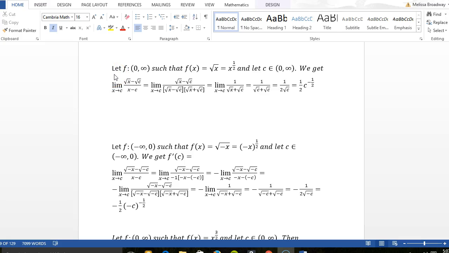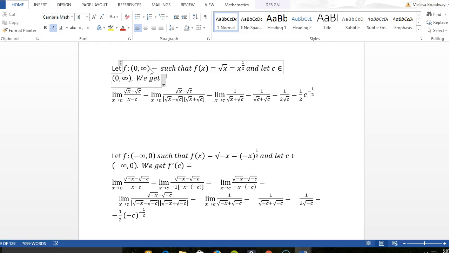Let's look at some more examples of derivatives. Let f be a function from the open interval 0 to infinity into R. Forgot my codomain there, so excuse me. Such that f of x equals the square root of x.